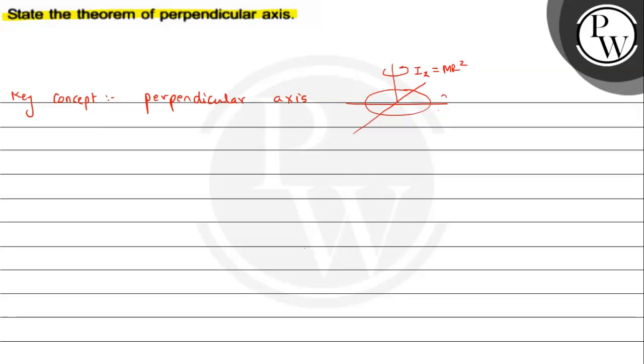So let's say the moment of inertia about this axis is Ix, moment of inertia about this axis is Iy. Here we can see that since Ix and Iy are lying in the same plane and the body is symmetrical, by perpendicular axis theorem we can find the moment of inertia about Ix or Iy. Perpendicular axis theorem says Iz, that is moment of inertia about this perpendicular axis, will be equal to the sum of the two axes which are lying in the same plane. So this is what the expression for perpendicular axis theorem is.